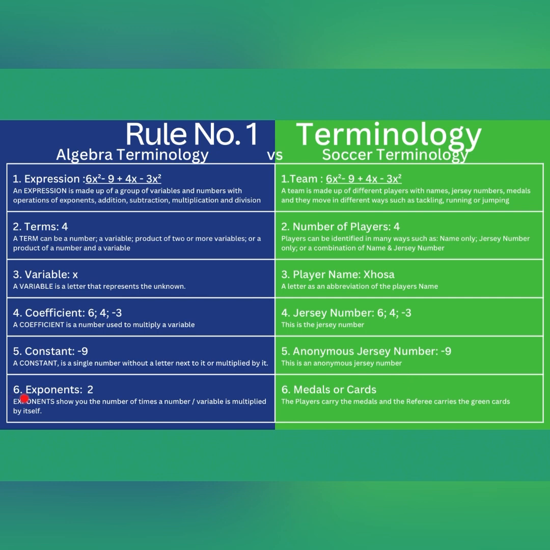Terminology number 6, exponents. Exponents show you the number of times a number or variable is multiplied by itself. Therefore, we have the number 2 as an exponent at the top. In soccer, we say the exponents are known as medals or cards. The players carry the medals and the referee carries the green cards. I will further explain this as I go through the other rules.